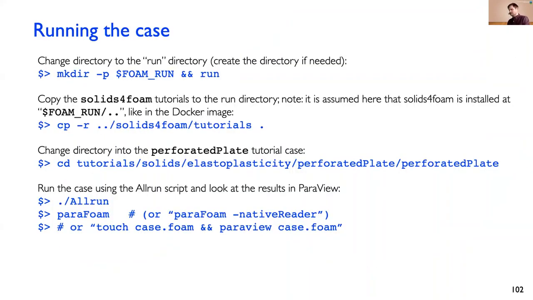Okay, to be able to run this case, the first thing to do is make sure you have a run directory. If you've never used OpenFOAM before, make sure you have a run directory and change to it. I've assumed that Solids4foam has been downloaded in the parent directory of your run directory, so one directory up. Inside Solids4foam, there is a tutorials directory, and you can just copy all of that into your run directory, so you don't make edits to the main Solids4foam tutorials themselves, even though that's fine because it's downloaded with Git, so you can still recover everything. Then cd into tutorials, solids, elastoplasticity, perforatedPlate, and there's an Allrun script. We'll run it and look at the results.